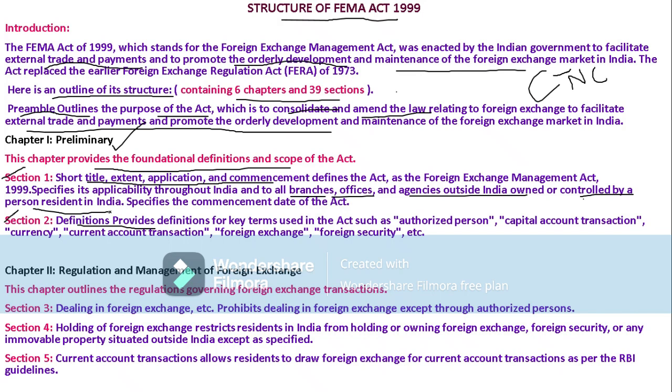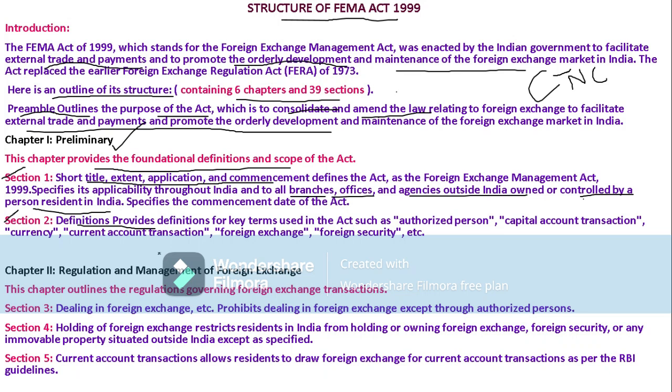So it specifies the commencement date of the act, which is nothing but 1999, the date of the act. And coming to section 2, definitions. We all know that different terms are used in this act, so we have to know each and every term, its meaning and definition. Why? Because as we are dealing with the act, we have to know the provisions of the act, the definitions and meanings. Then only can we act according to the regulations and rules of the FEMA Act.